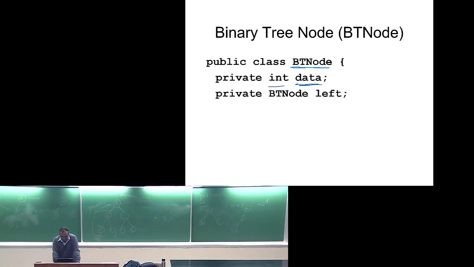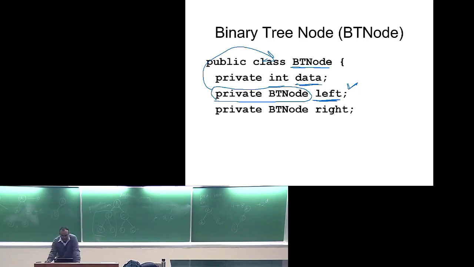Then after that we will make use of two reference data fields, like left. Look at it, right? Its type is the same as the type of the class, and similarly you will have the right. Okay, and that is the definition of the data fields. I would say these are the three data fields that we would need. Data for the information part, left is the reference to the left node, right is the reference to the right node.